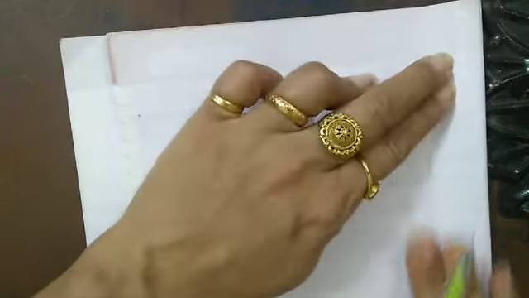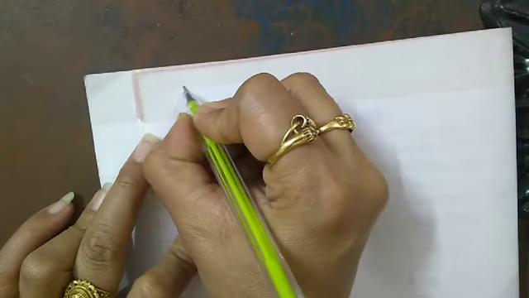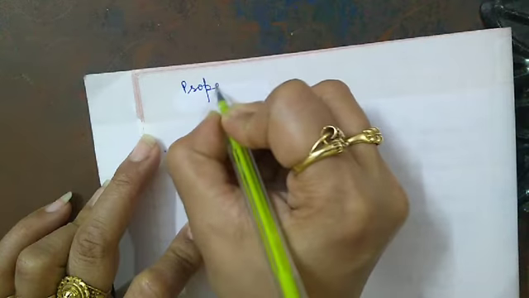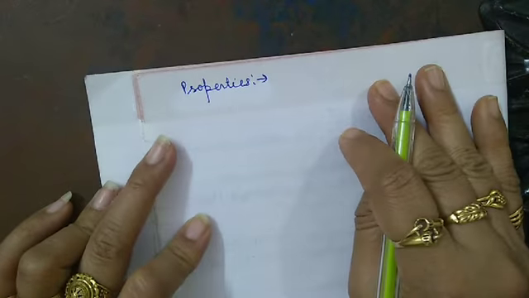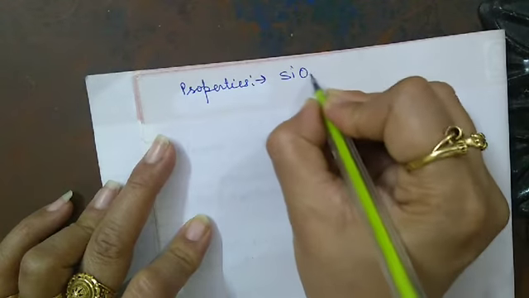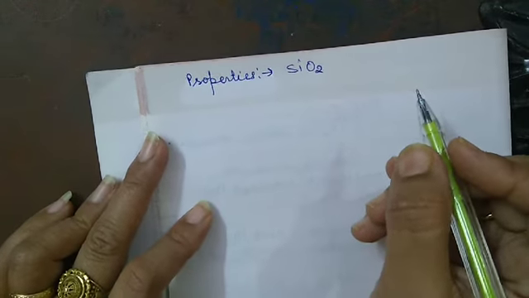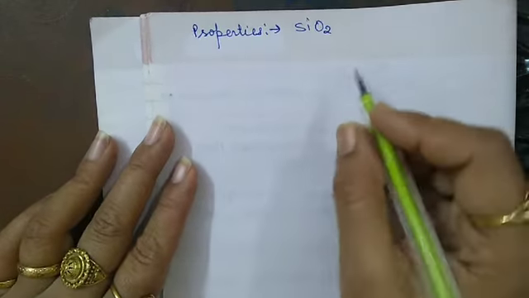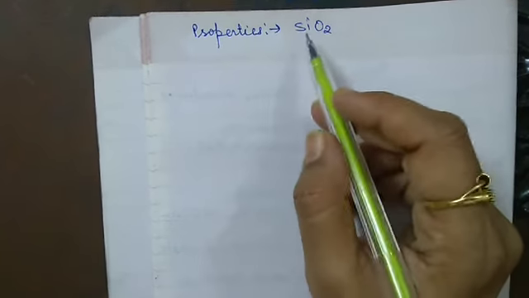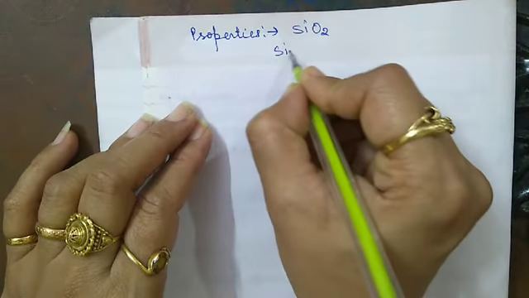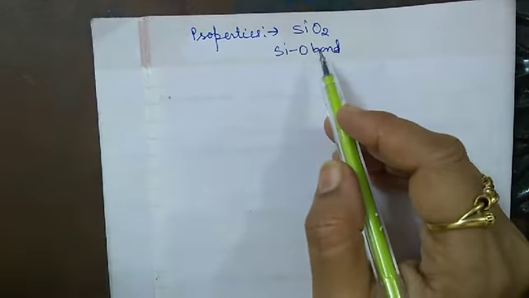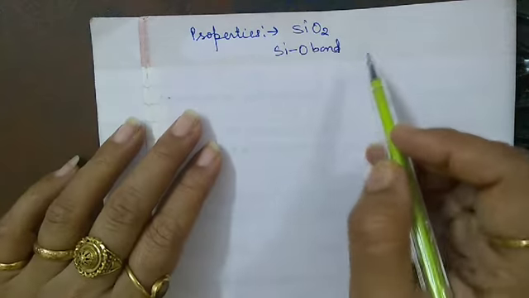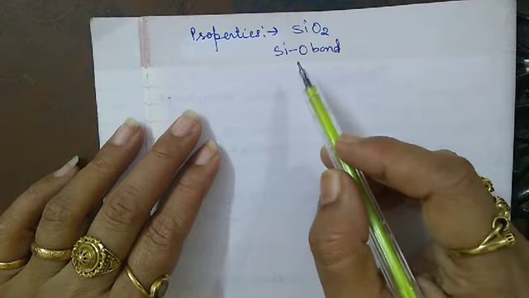Now let us come to another topic, and this is called the properties of silicon dioxide. Because of the presence of the strong SiO bond, silica in its normal form is almost inert.